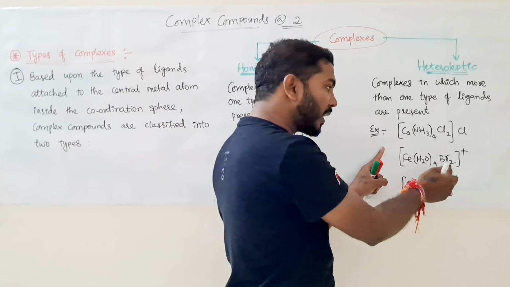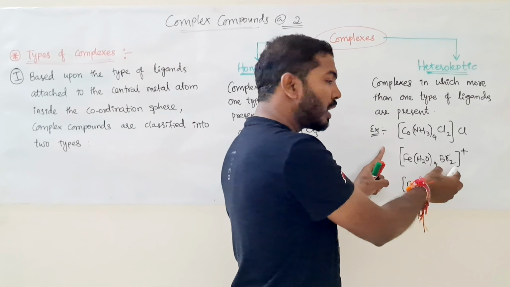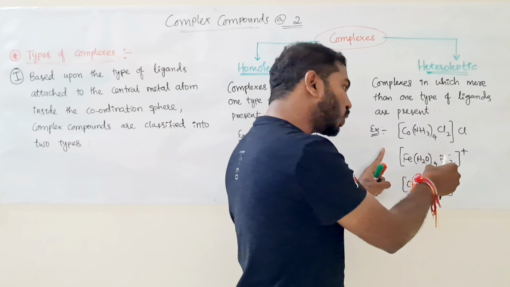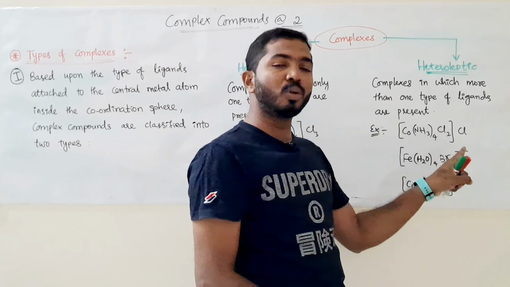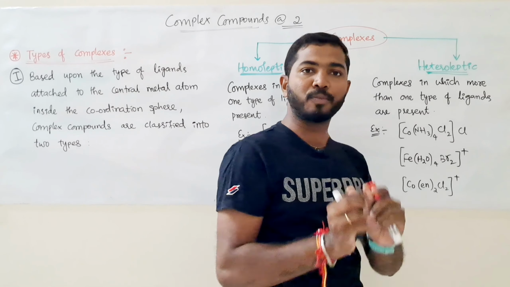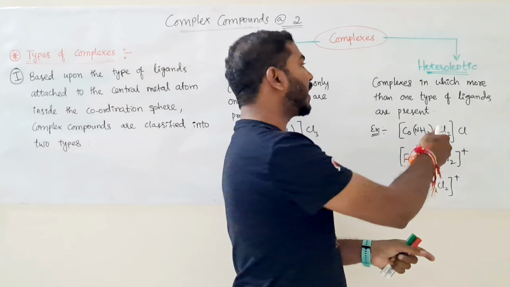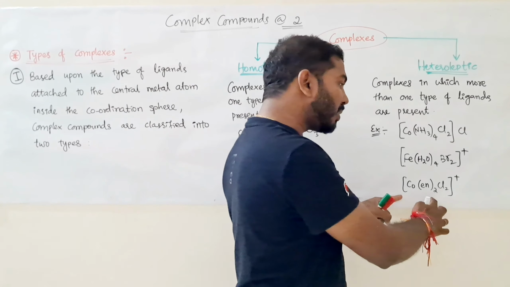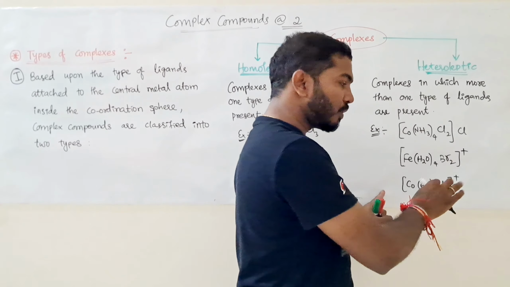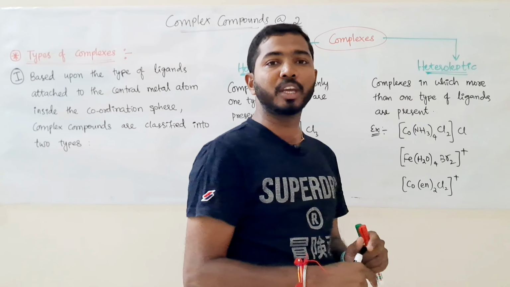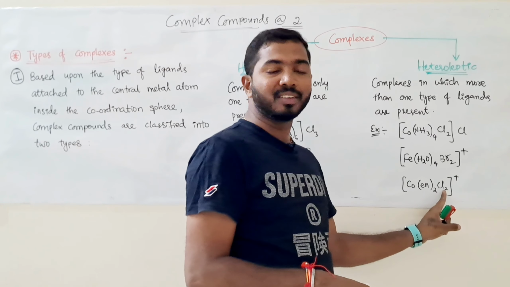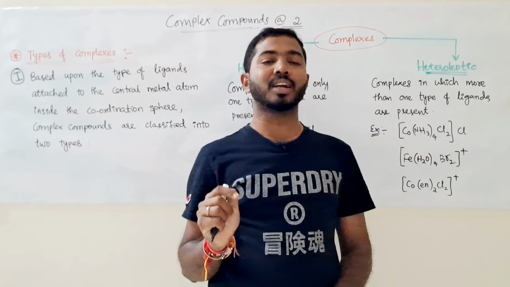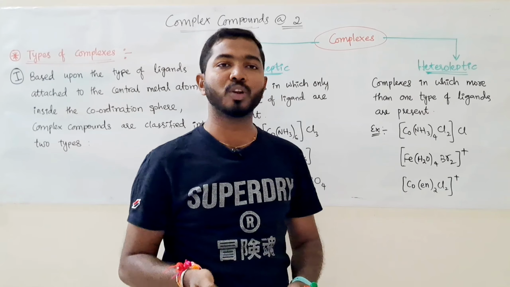And in the other case also, we have totally 6 ligands, but 4 are aqua ligands and 2 are bromido ligands. So totally we have 6, but not all 6 are the same type: 4 of one type, 2 of another type. So they can be kept under heteroleptic complexes. Similarly here, the total number of ligands is 4. 2 ethylenediamine molecules are there and 2 chlorido ligands are there. Total 4 ligands, but 2 are one type, 2 are another type. So this also belongs to heteroleptic complexes.